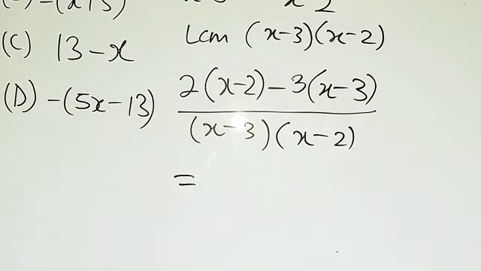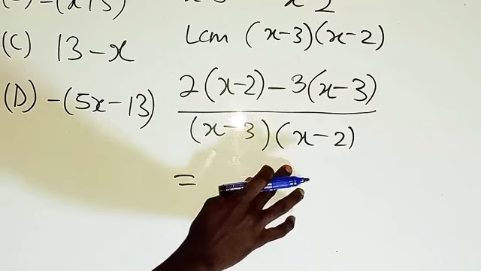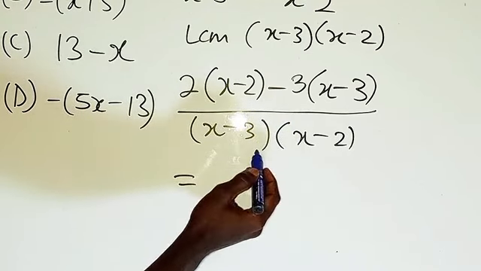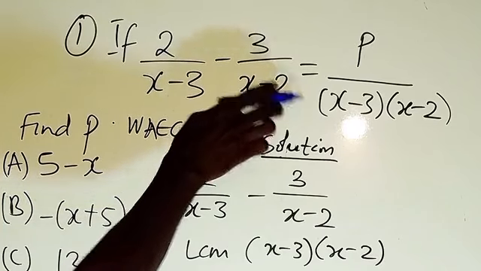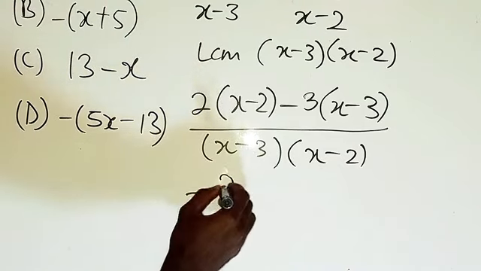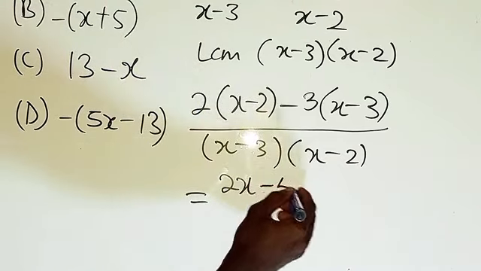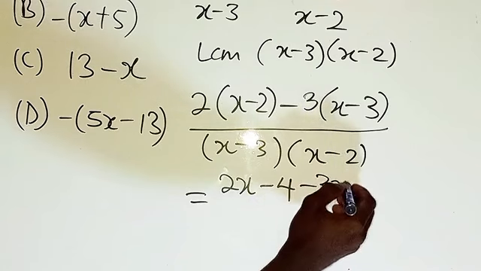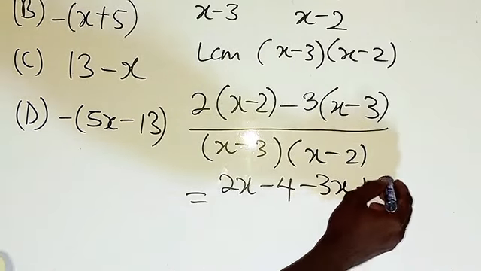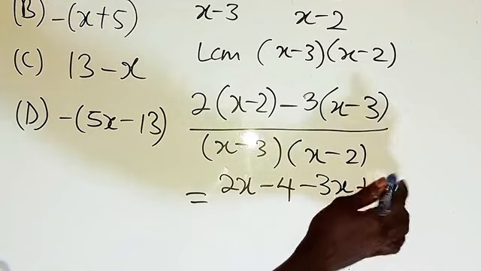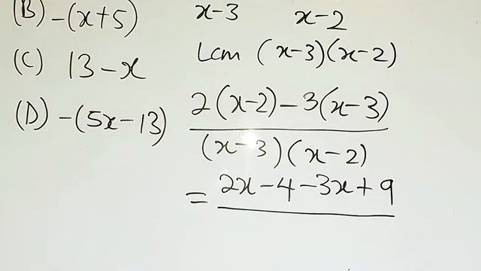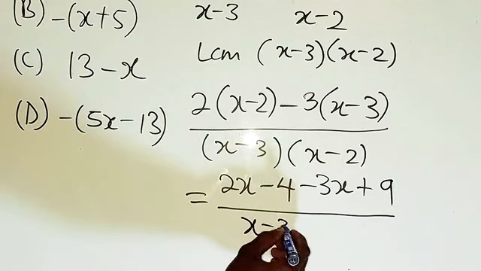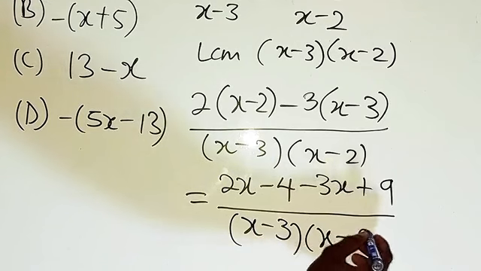So now we try to expand this numerator completely. You don't have a problem with this one, okay, because we want this denominator to be in the form of the denominator up here. So therefore 2 times x we have 2x, 2 times minus 2 we have minus 4. Here we use this minus 3 to open the brackets, minus 3x, then minus times minus we have plus 9, because 3 times 3 will give us what? 9, then divided by x minus 3, then x minus 2.